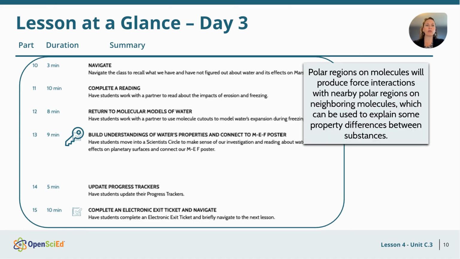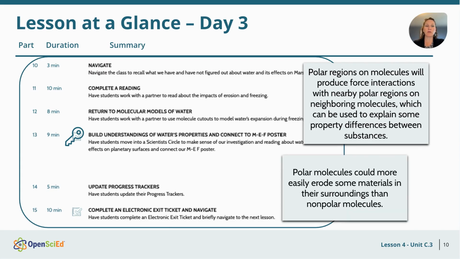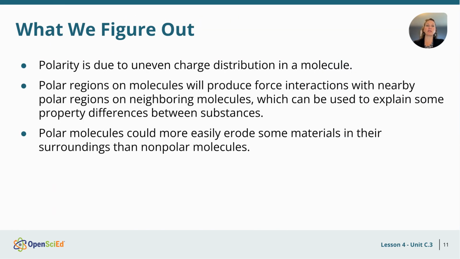We figure out that the polar regions on the molecules will produce force interactions with some nearby polar regions on the neighboring molecules, which can be used to explain some of the property differences between the substances that we were studying. We also figure out that the polar molecules could more easily erode some materials and their surroundings than the nonpolar molecules. We wonder what happened to the water that formed these dry riverbeds. Where else besides the parts of the surface that we examine might there be water found on the planet now?